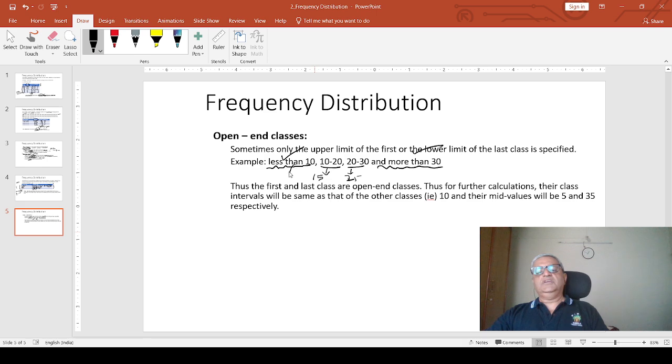Even for the lower ended class, which is an open-ended class, or the first class, 5 becomes my mid value, and here 35 is my mid value. So this is how I calculate the mid values for my open-ended classes as well. Okay, so with this, we come to an end of the frequency distribution video.